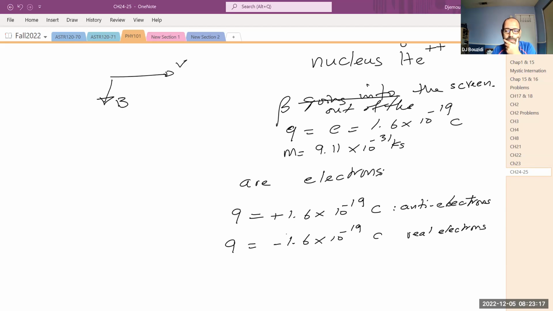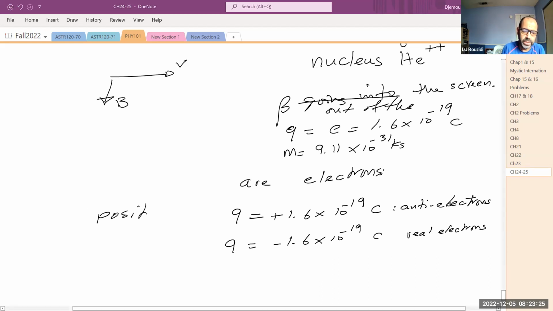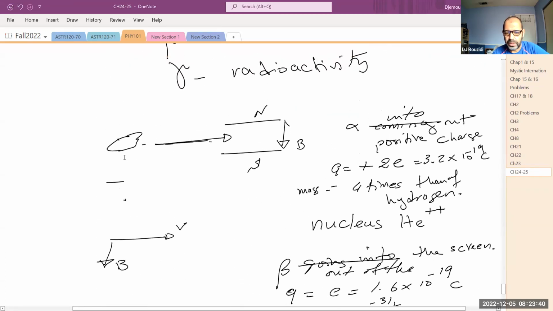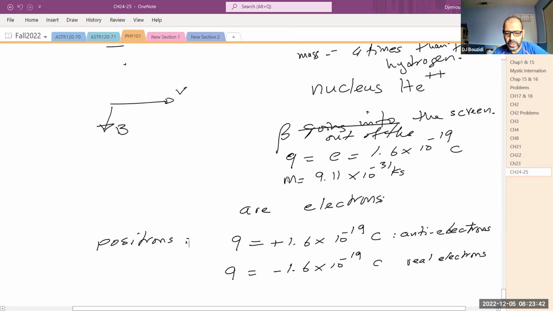They gave these anti-electrons a name. So if you hear or read about positrons, that's exactly what we mean by them. They are actually electrons, except they don't have a negative charge like a normal electron does. They have a positive charge. Their penetration is a little longer than that of the alpha particles because of their low mass.